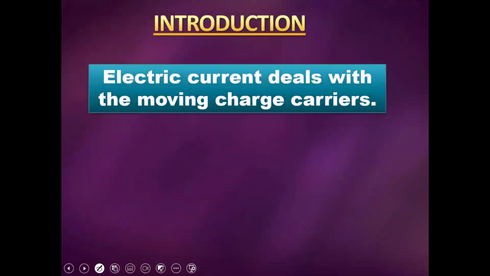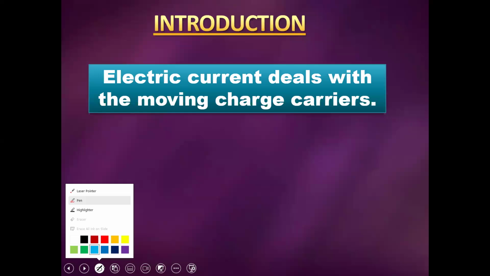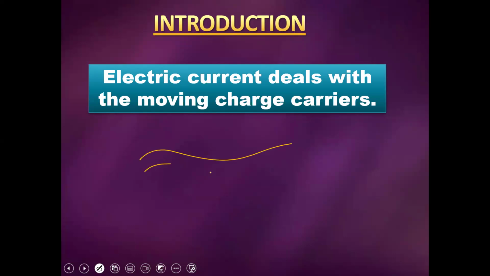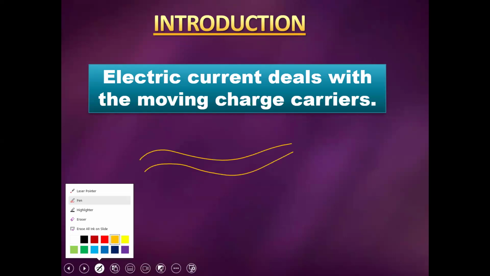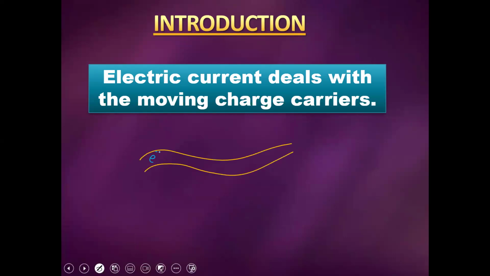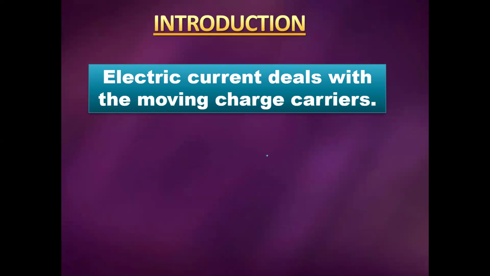I'm putting the introduction: electric current deals with moving charge carriers. When you see these electrical wires all around us nowadays, the copper wires inside are like roads, and the vehicles moving inside these wires are charged particles. These charged particles transfer energy, and this energy is called electrical energy.